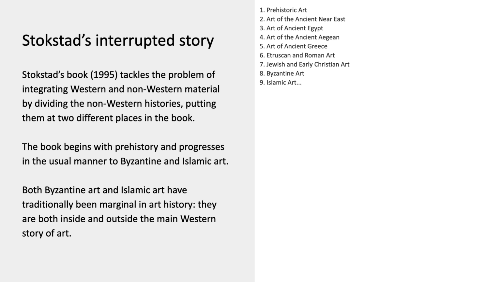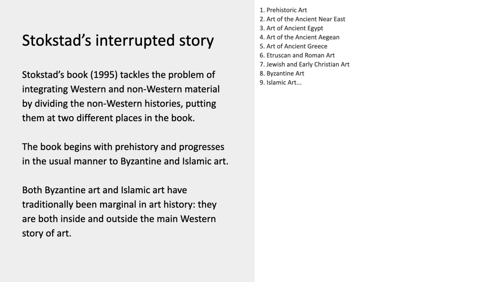The last 2 chapters there are interesting, Byzantine art and Islamic art. Those 2 in particular are traditionally at one and the same time part of the standard narrative of art in a Eurocentric sense, and also not part of that, because both of them are ambiguously part of Europe and part of the Middle East.